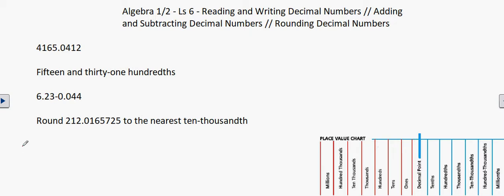Algebra Half Lesson 6: reading and writing decimal numbers, adding and subtracting decimal numbers, and rounding those decimal numbers. So the common thread through everything today is decimals. And a decimal is just another way to show a part of a whole. The other way we've shown part of a whole is using fractions, which uses this fraction bar. So today we're using the same concept, a different way to show it. Now we use a decimal point. This means it's less than 1, part of a 1.